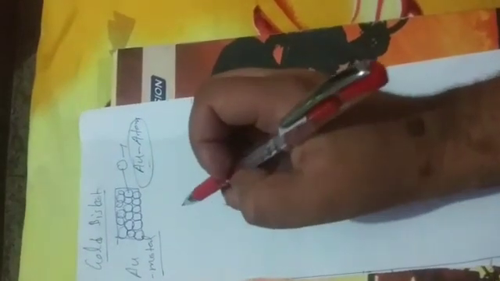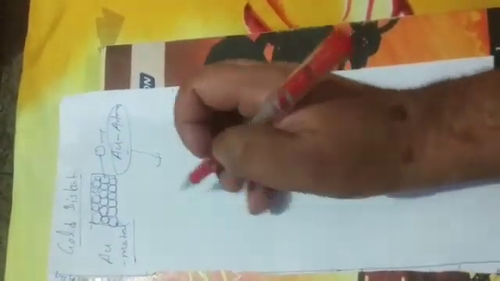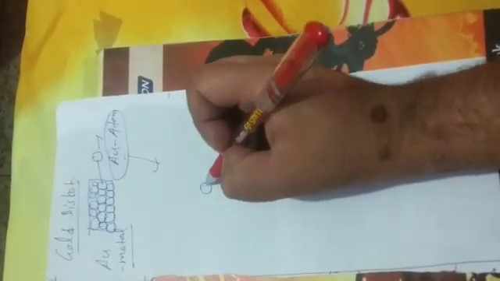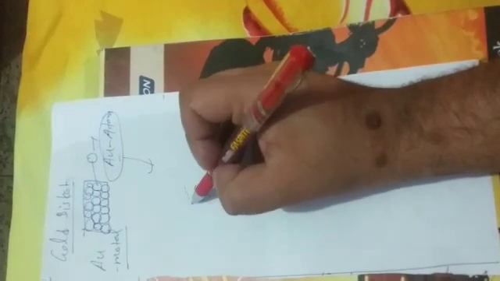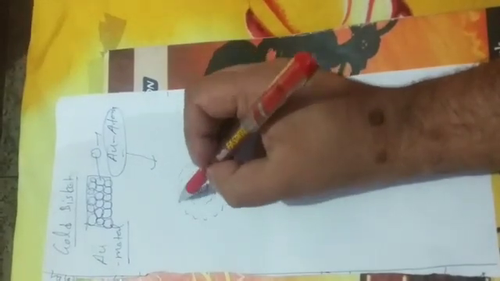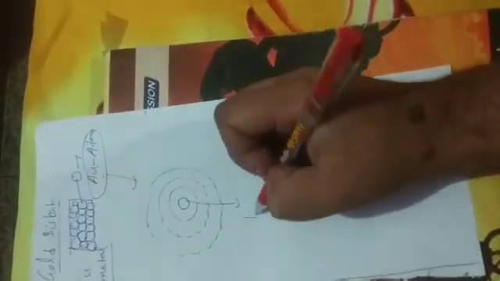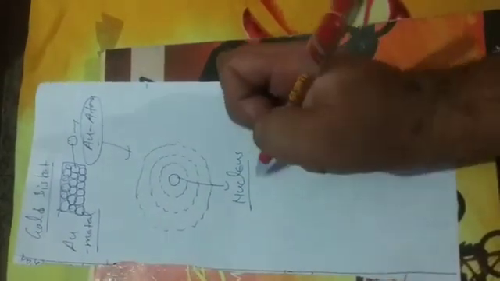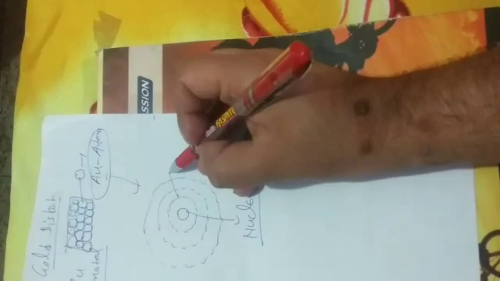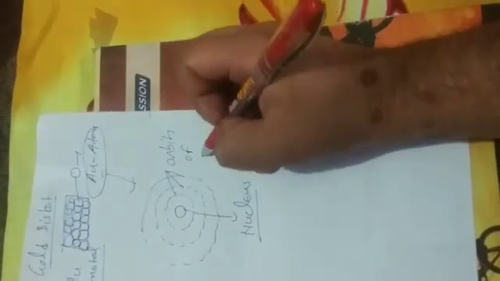The structure of atom is represented as, this is the center of atom and these are the orbitals of atom. These are called orbits of atoms. This is nucleus of atom and these are orbits of atoms.